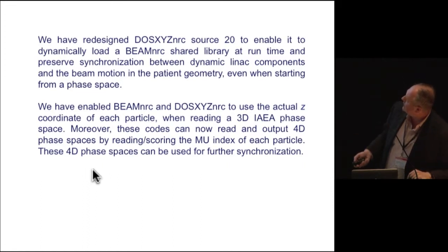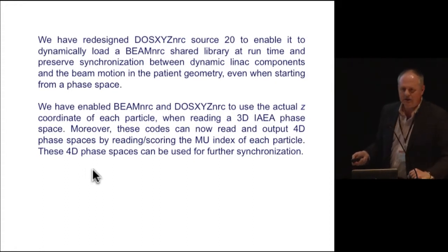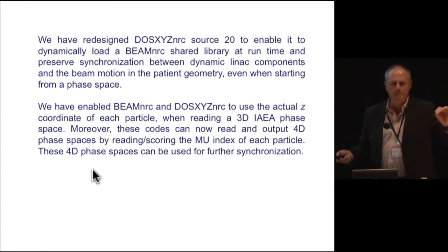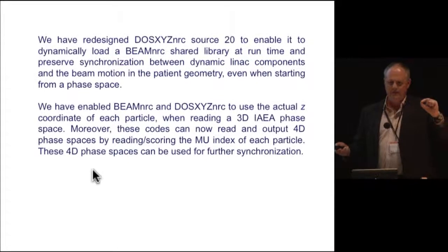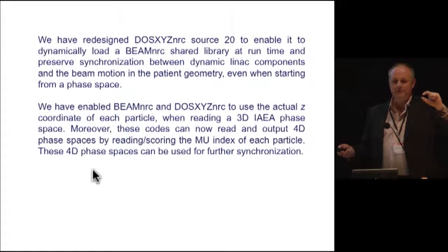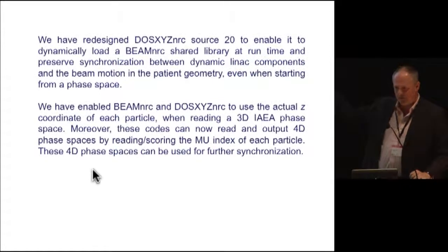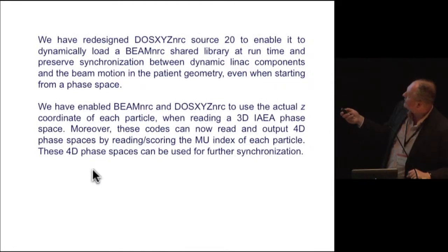Moreover, we have enabled BEAM and DOSXYZ to use the actual Z coordinate of each particle. If you go into BEAMDP, and we haven't made this change because that's the NRC task, but if you go there and select to display X and Z and take one of these curved variant phase spaces, you'll see that it's there. So the Z coordinate is read correctly.